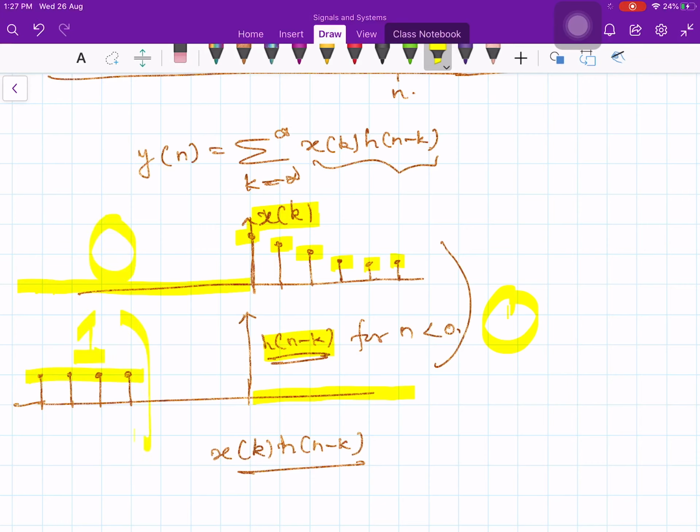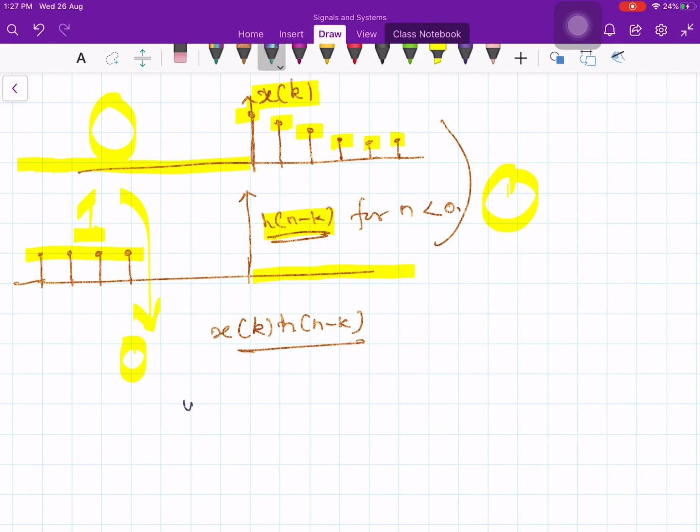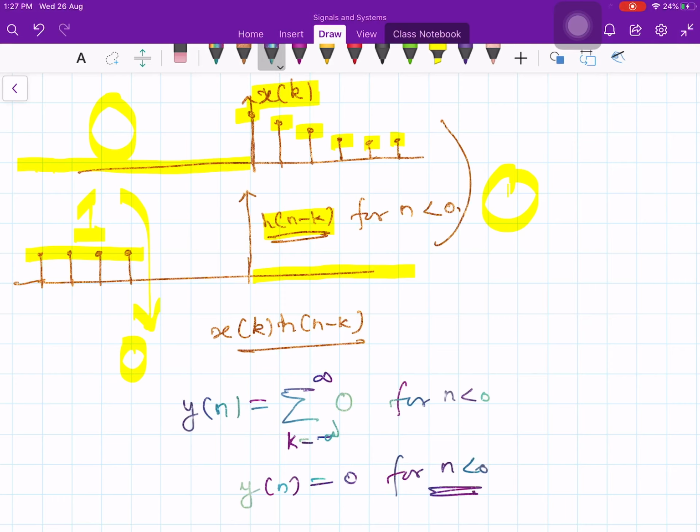Therefore, your y of n becomes the summation for k equal to minus infinity to plus infinity of 0, for n less than 0. That means y of n is equal to 0 for n less than 0. That is it. This is the first thing. Now let us consider n greater than 0.